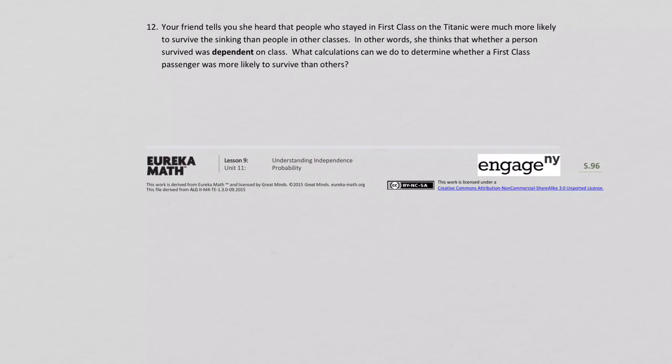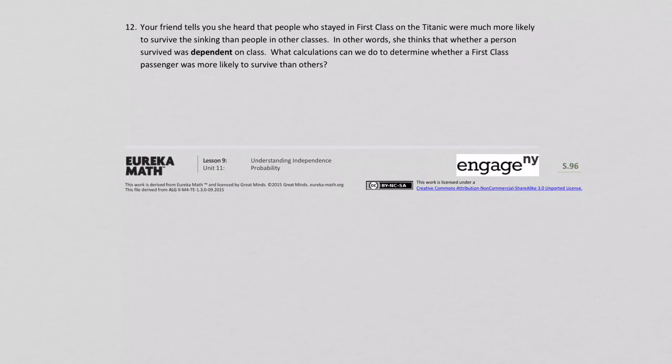And we're just going to do a couple of these on number 12 so you do understand what we're actually doing here. But this is talking about the Titanic, and we're talking about whether or not they're dependent based upon first class and passengers surviving. So you've got two options for it. You can say the probability that they survive. If they're equal, that means they're independent. If they're not equal, it means they're dependent.